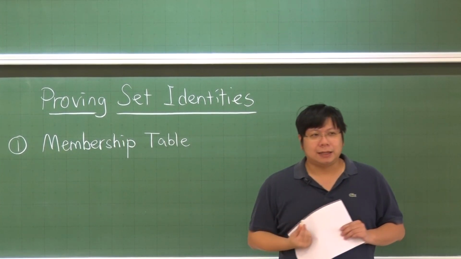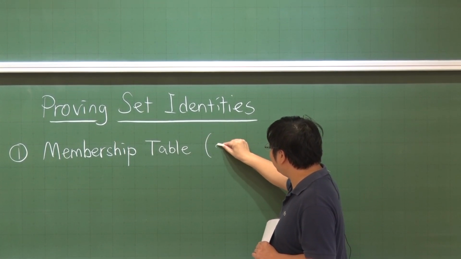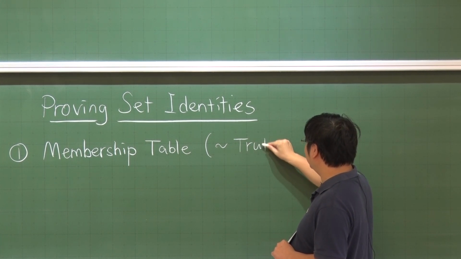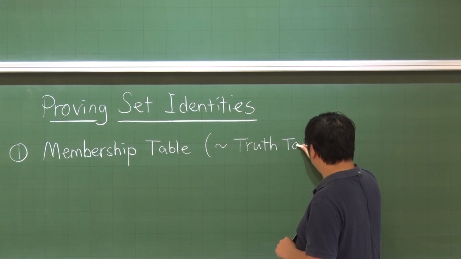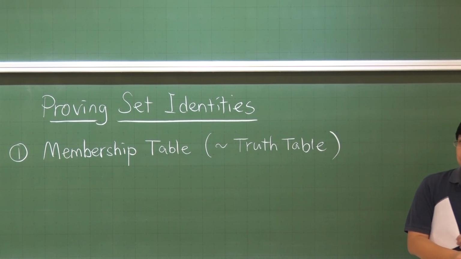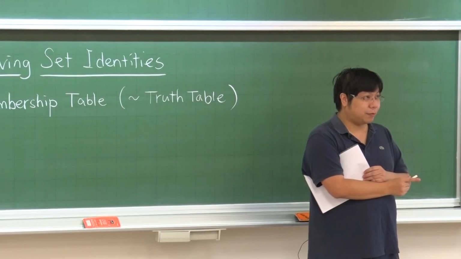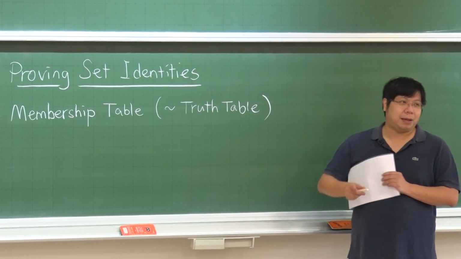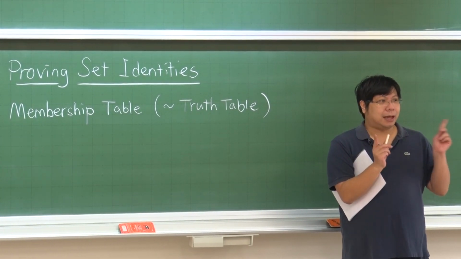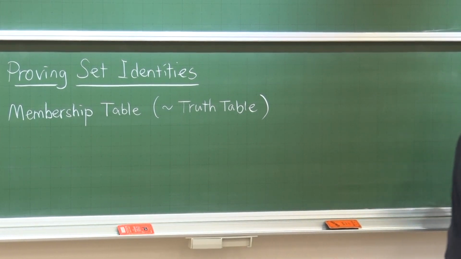You will see that this is going to be very similar to the truth table we have talked about before. A truth table is to show two logical propositions are logically equivalent. And here, a membership table is to show that two sets are equivalent. So let's do this first. This is going to be very easy.